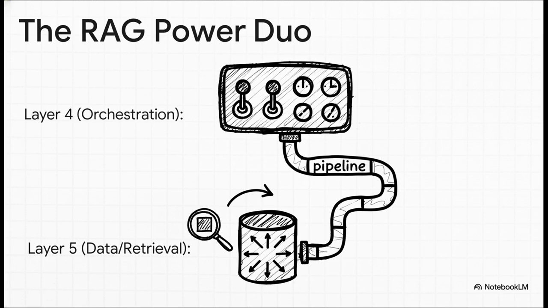Now, RAG is a team effort, and it's powered by two more key layers. You have layer 4, orchestration, which is like the conductor of an orchestra. It uses tools like LangChain to build the whole pipeline that goes and fetches the right data. And where does that data live? Well, that's layer 5, and it's often in these special vector databases, which are like super fast, super smart libraries optimized for finding the most relevant piece of information in a split second.